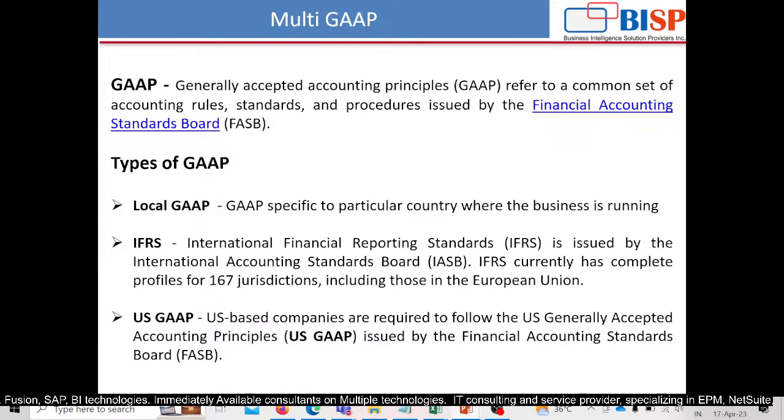Next, IFRS. It is International Financial Reporting Standards. It is issued by the International Accounting Standards Board. So IFRS were created to bring consistency and integrity to accounting standards and practices regardless of company or the country.